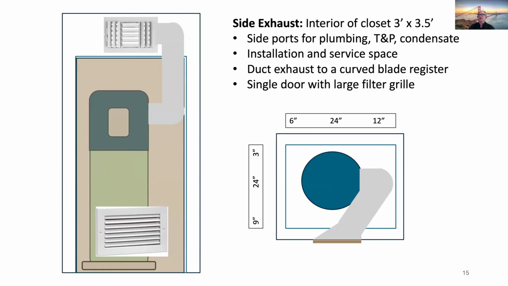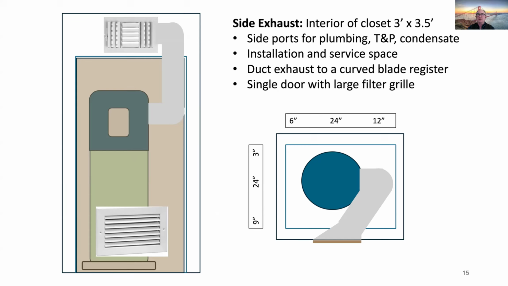Here's a side exhaust. Side exhaust allows the closet to get a bit smaller because I don't need as much space at the back. I still need access on the sides and the front, but I can reduce the access space at the back to about 3 inches. Why 3 inches? I still need the ability to undo screws in order to take the top housing off.